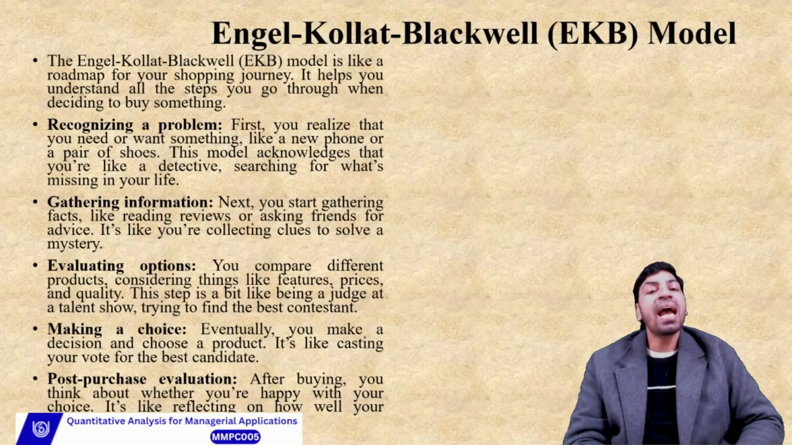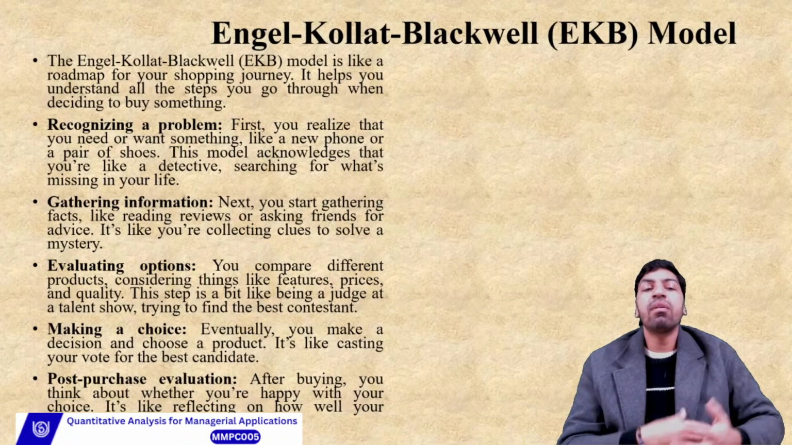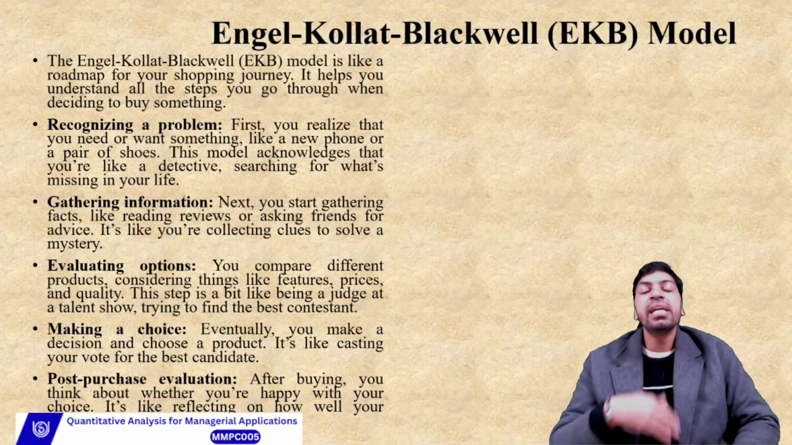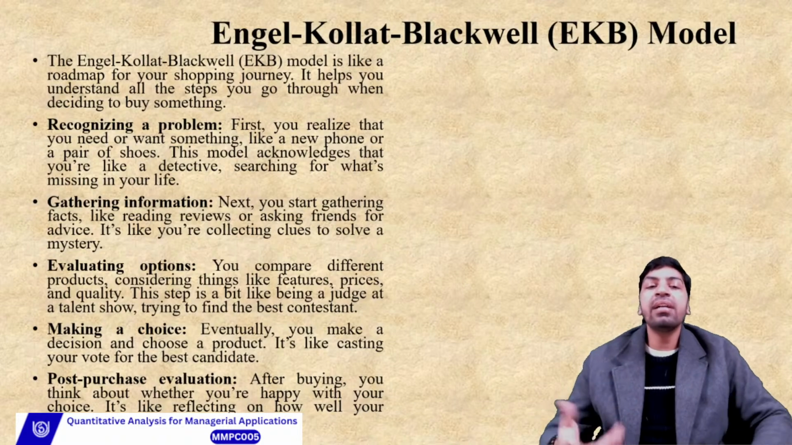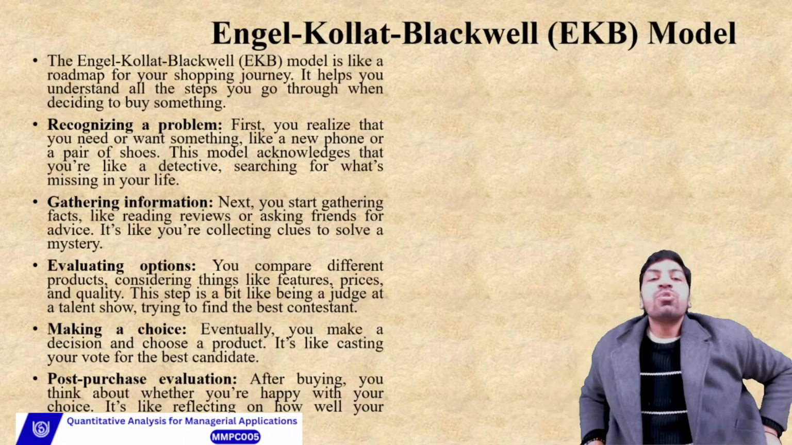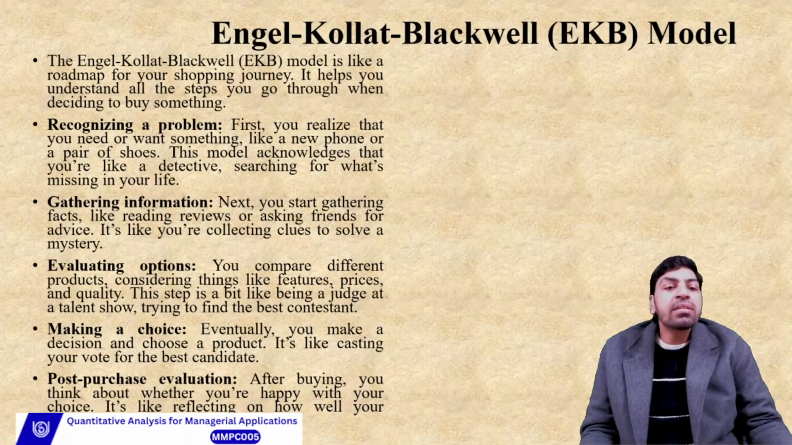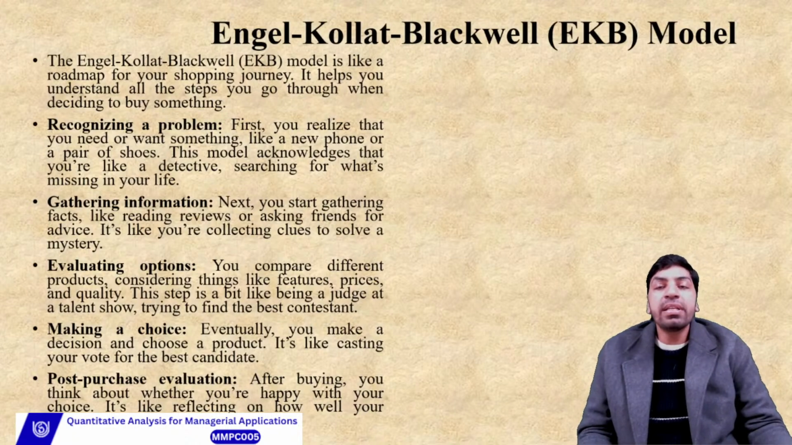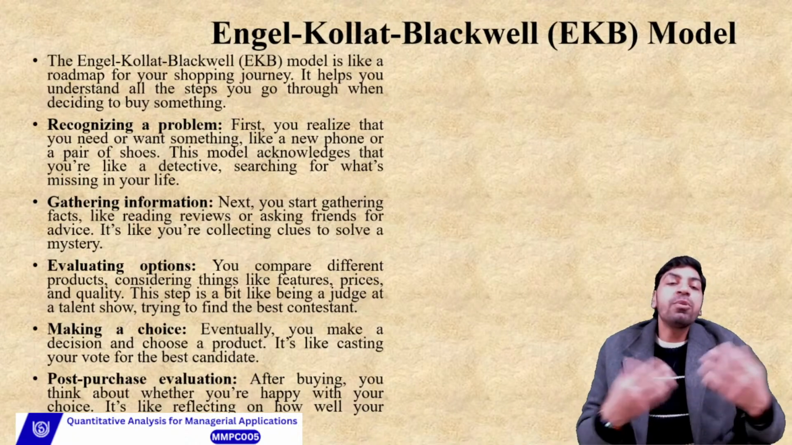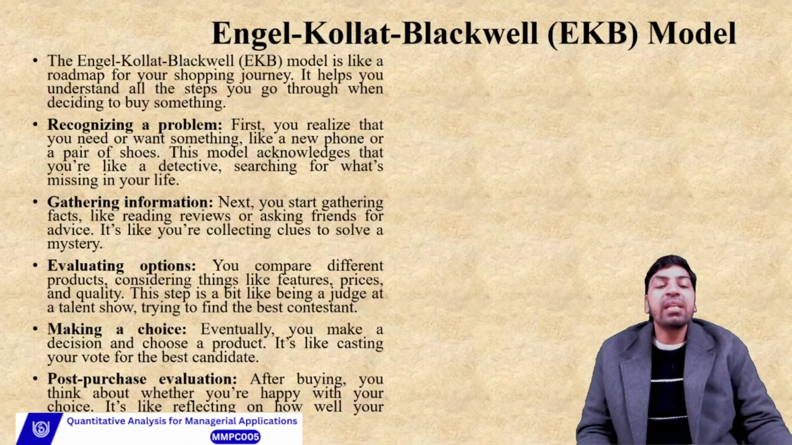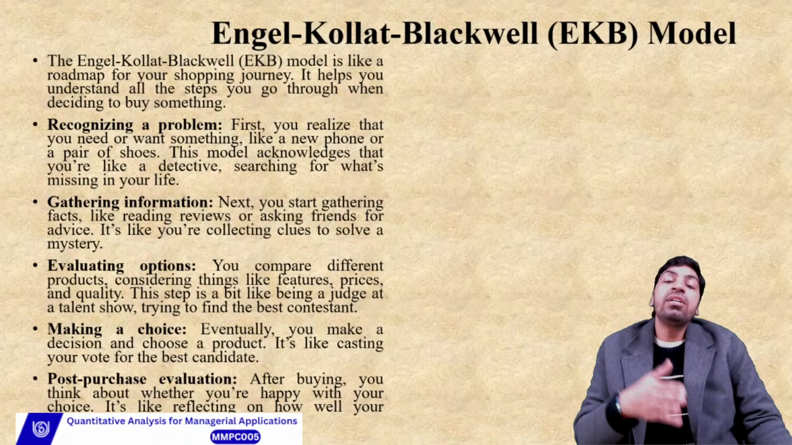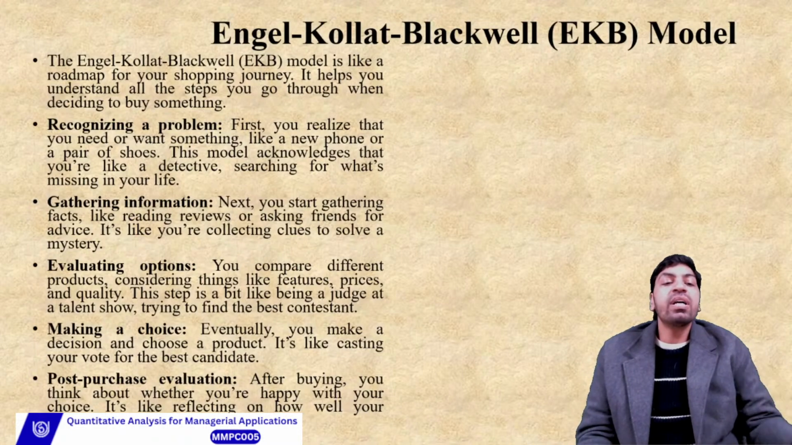The next one is gathering information. Once you recognize your need and want, just gather the information. If you want shoes, gather information about the various brands and try to find out what types of shoes are available in various brands. Next one is evaluating options. You can compare different products, considering things like features, prices, and quality, and see what factors or options are available to evaluate a particular product and how it differs from the others.